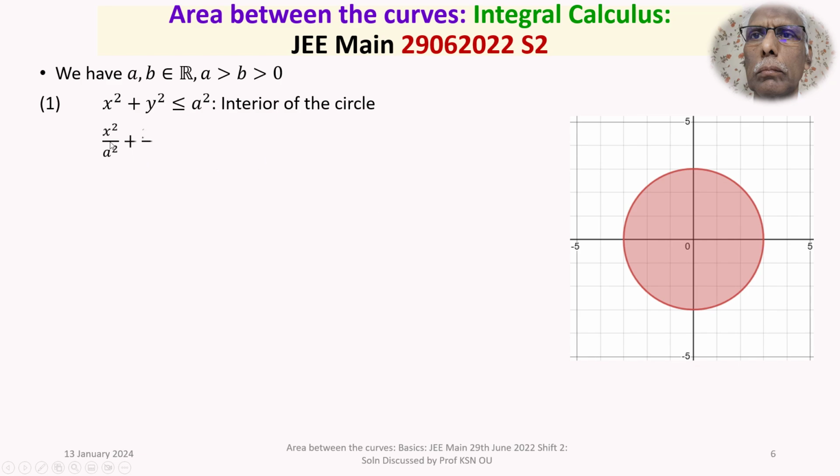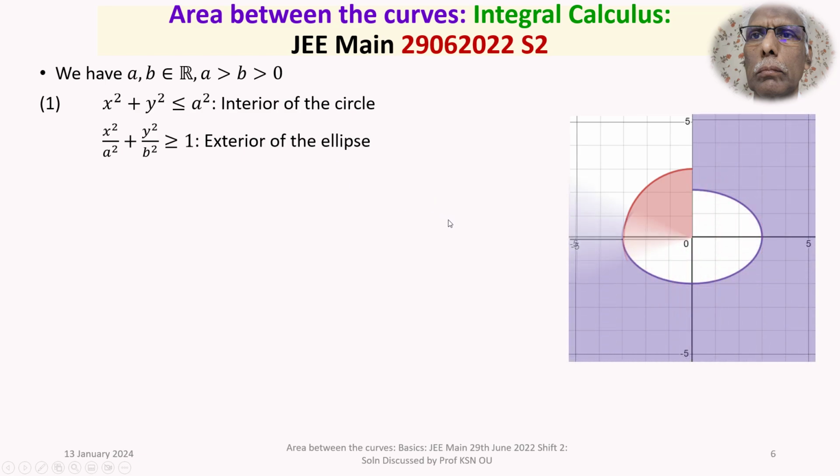Now x square by a square plus y square by b square greater than or equal to 1 represents the exterior of the ellipse x square by a square plus y square by b square equal to 1. Here you note down that a greater than b greater than 0. Therefore, a is the semi-major axis and b is the semi-minor axis, and a is greater than b. Here is the circle with the radius a. So how will the exterior be? The exterior is looking like that.